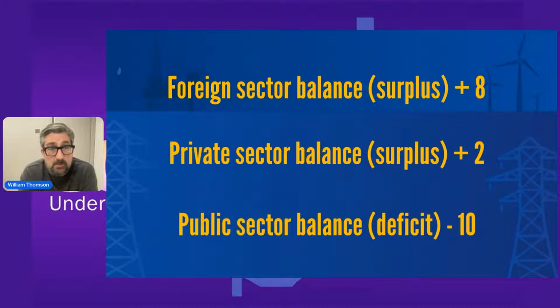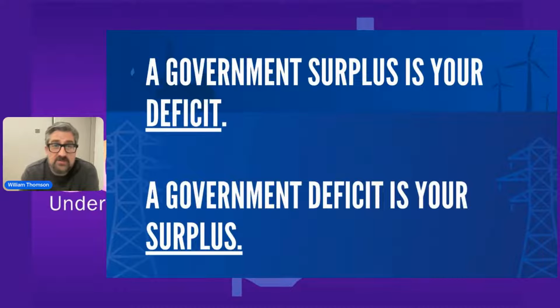So you can see the public sector deficit is going somewhere. A lot of it's going abroad, and some of it's coming to the private sector. So this is, I suppose, initially the most fundamental outcome from using sectoral balances: you start to see that, let's say the foreign sector's at zero, a government surplus by definition is your deficit, and a government deficit is by definition your surplus. So that's the fundamental insight.